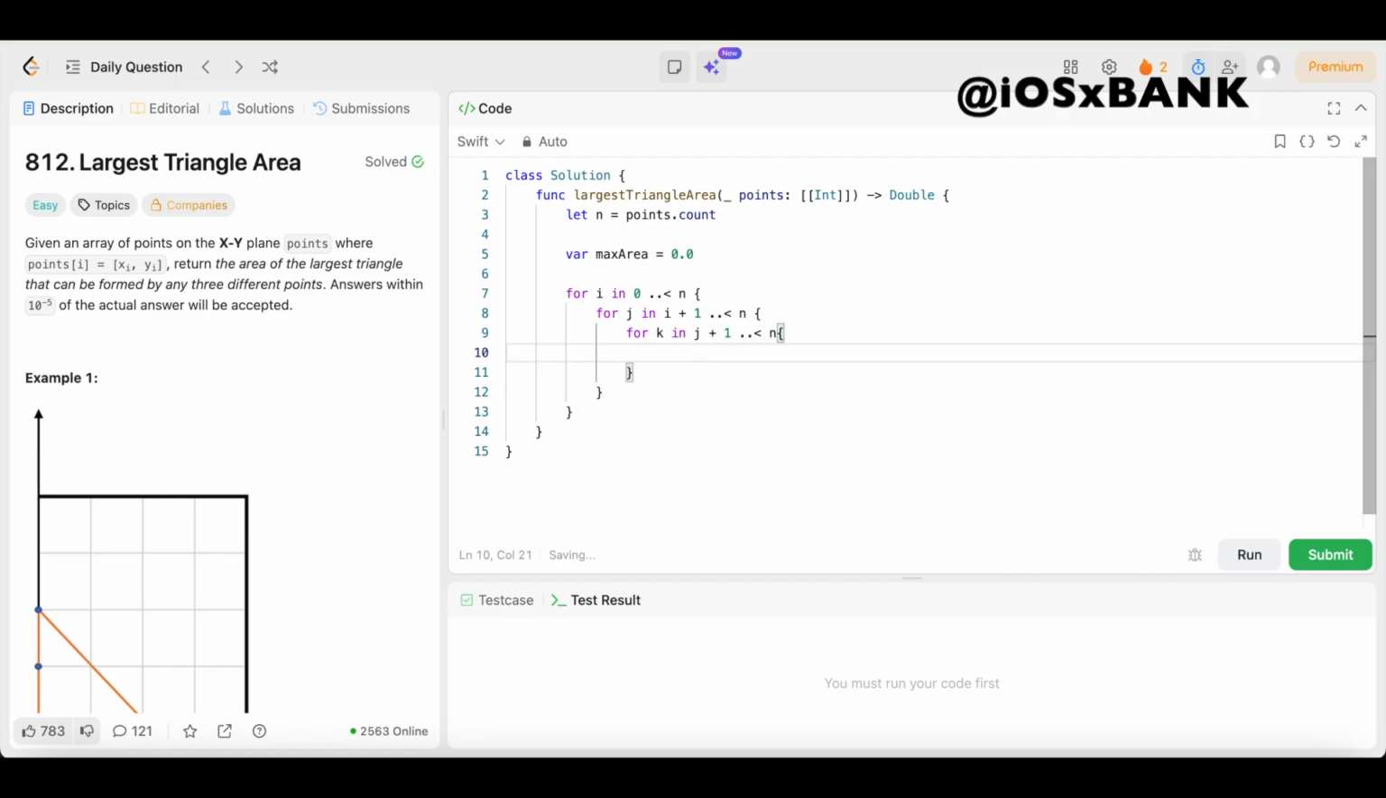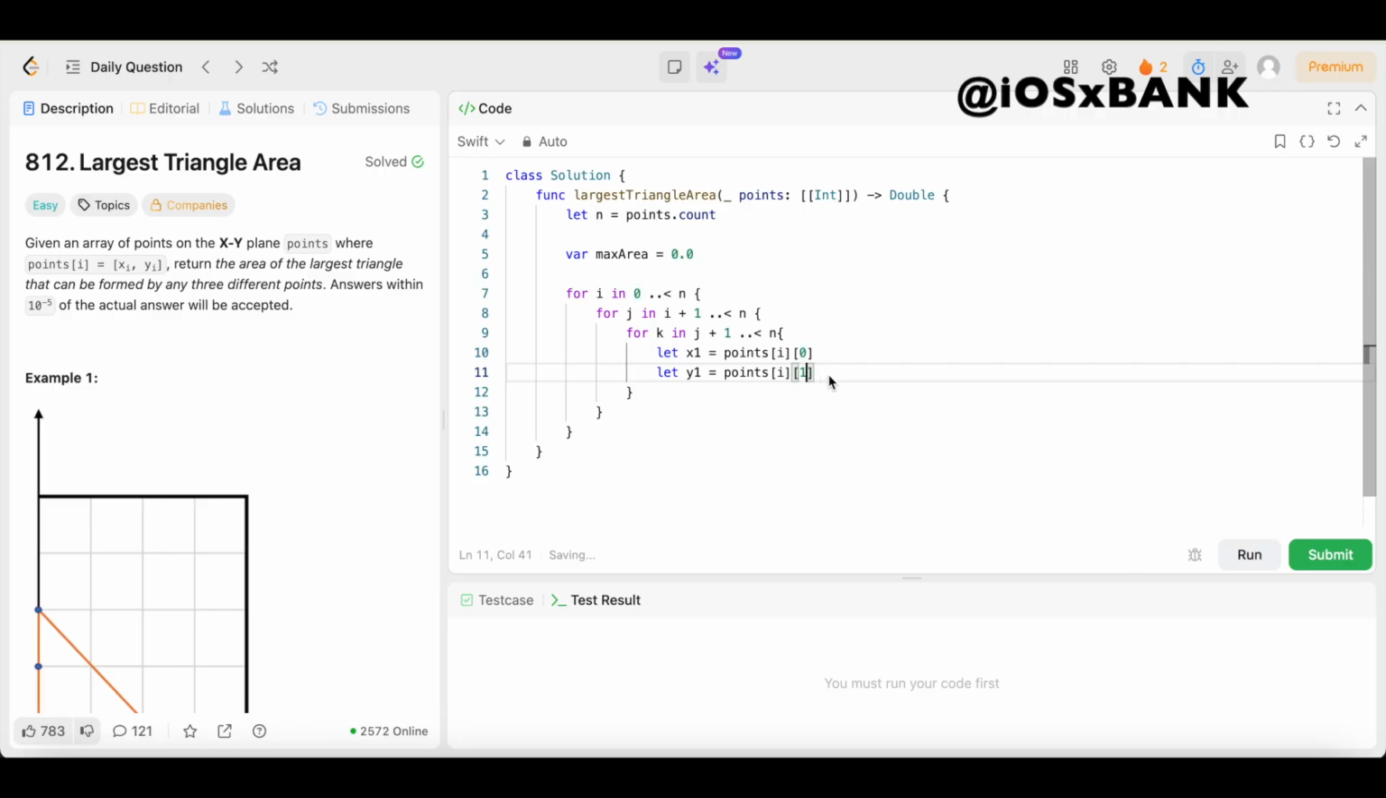Then we need to extract the coordinates of the 3 chosen points. So we're going to say let x1, set that equal to points square bracket i, come outside of that square bracket 0. Then we could copy and paste this, bring it under, and this time say let y1. So we change this x to a y, and say points i square bracket 1.